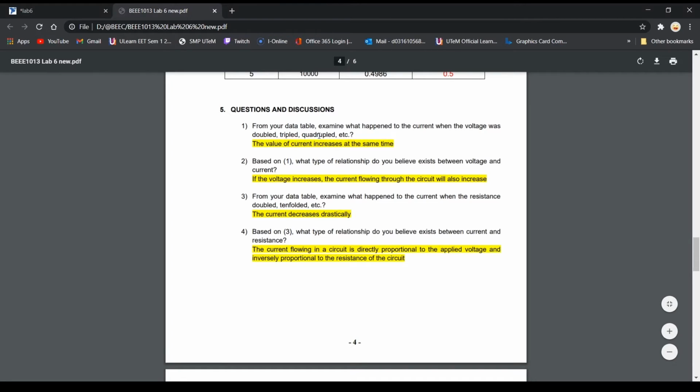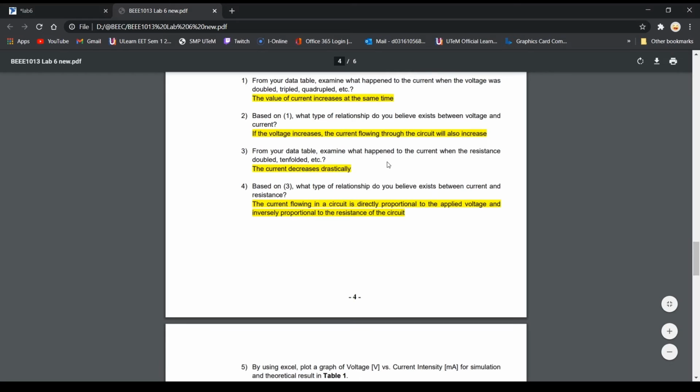For number 1, from your data table, examine what happened to the current when the voltage was doubled, tripled, quadrupled, etc. So when it's doubled and tripled and so on, the value of the current will increase at the same time. So if the voltage increases, the current will also increase.